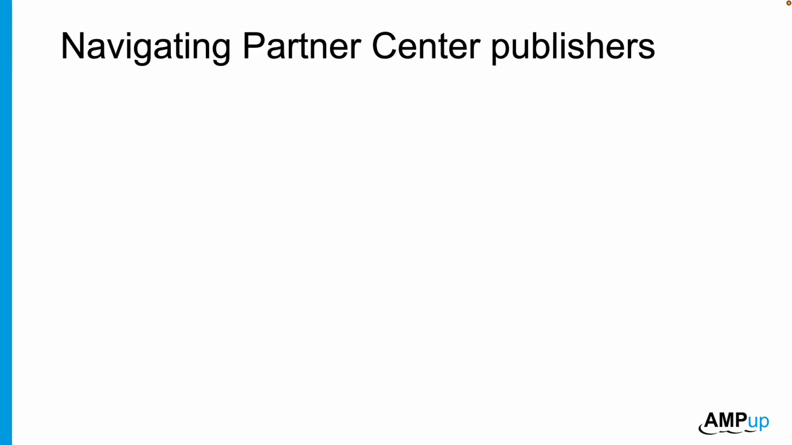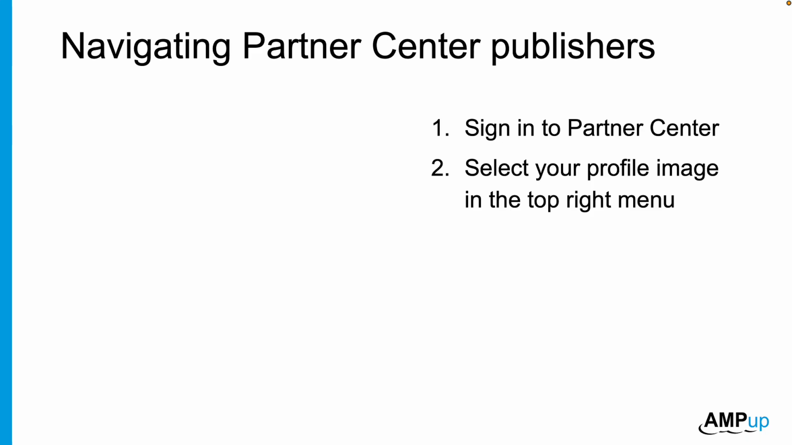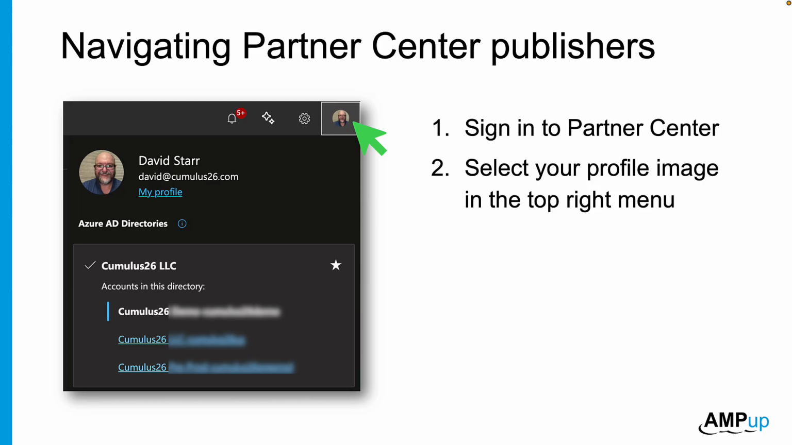If you have multiple publishers in Partner Center, you can switch in between them quite easily. And it looks like this. First, we sign into Partner Center. And secondly, go up to the top right part of the page and select your profile image. It'll look like this when you've got it selected. And whatever publishers are defined for your account will show in the drop-down. Simply select a publisher and Partner Center will sort of reset itself so that you are then looking at that account, that publisher, and all of its information that it contains.